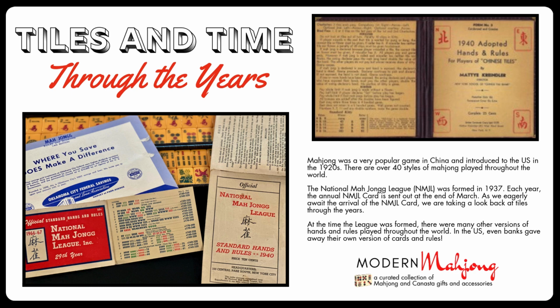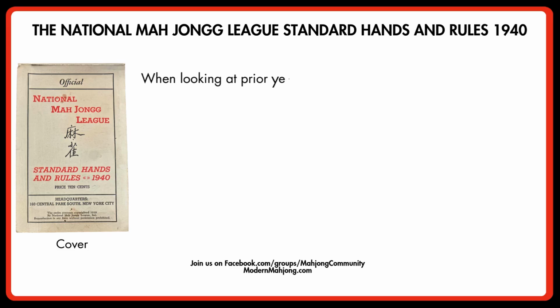At the time the league was formed, there were many different versions of what we now play throughout the US. The National Mah Jongg League took to make a standardization by coming up with the rules. It was so popular that even banks made their own versions of cards, which you could see a picture of the Oklahoma card in the top left of the bottom picture. Here's an example of the 1940 card.